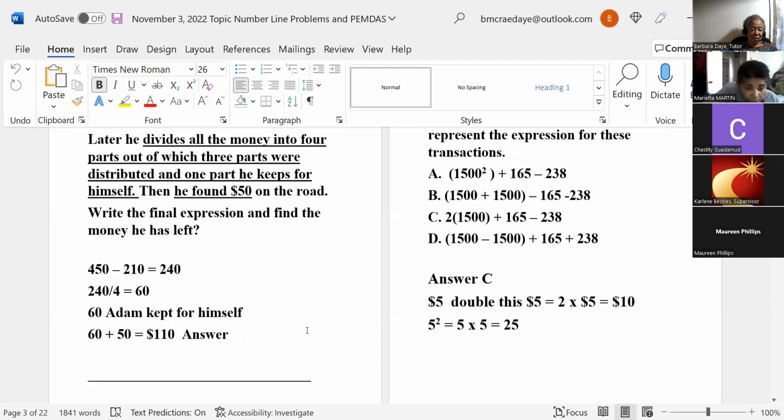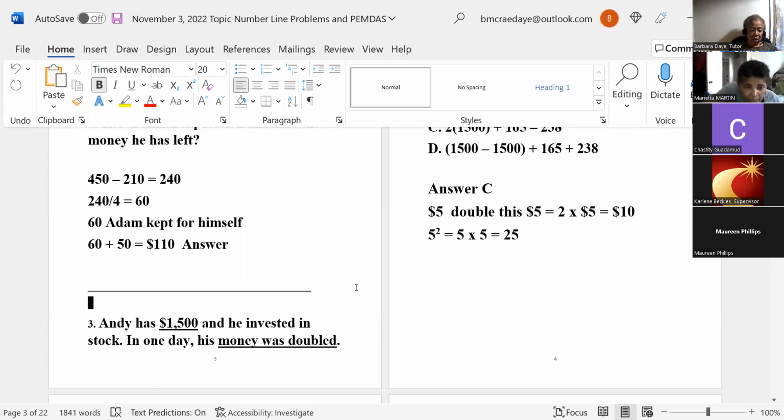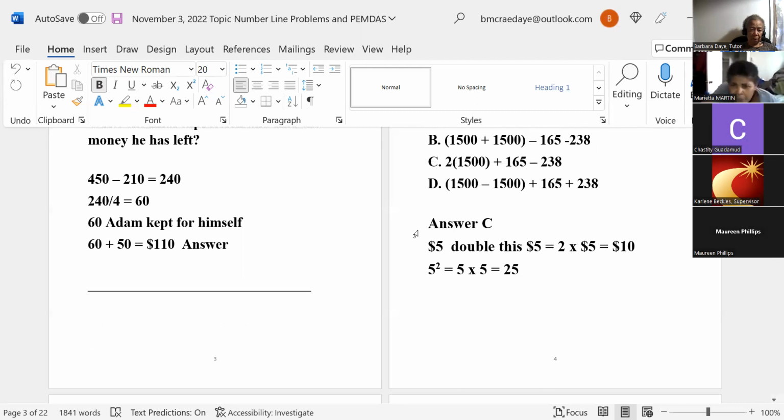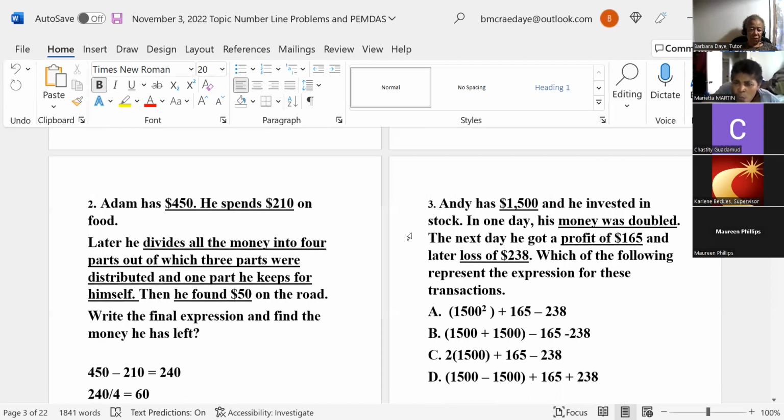Okay. Now, let's go to, did you do number 3, Maureen? Yeah. What answer did you get for number 3? I got C. That is correct. I went through this one with Marietta because she took A, but I told her 2 times the number is not the same as saying the number times itself. In other words, $5 times 2 is not the same as $5 times $5. When you say you double, you take twice as much. So that's why it's 2 times 1,500.